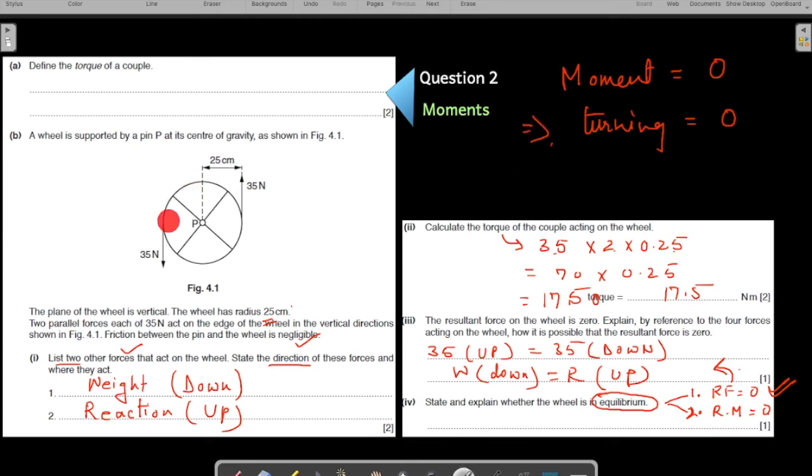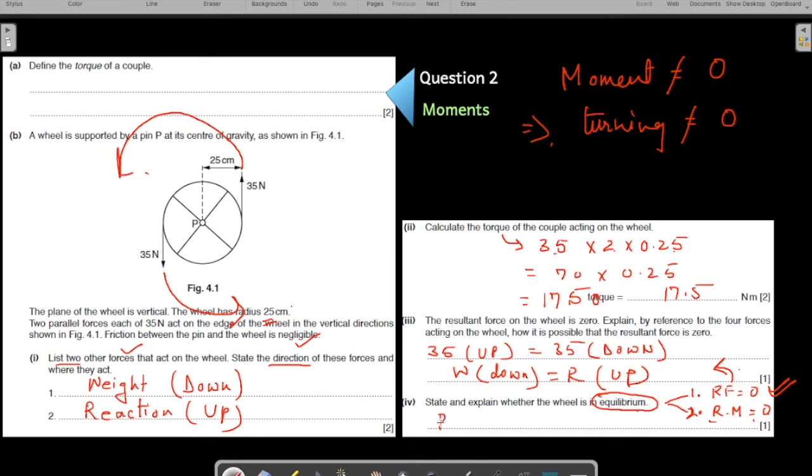Is the turning here 0 really? Look at the picture. This force here is creating a turning this way. This force, other 35 newtons, is creating a turning this way. So overall there is a turning happening. The wheel is turning in anti-clockwise direction all throughout. The turning is not 0. Moment is not 0. So resultant moment is not 0. That means it is not in equilibrium.